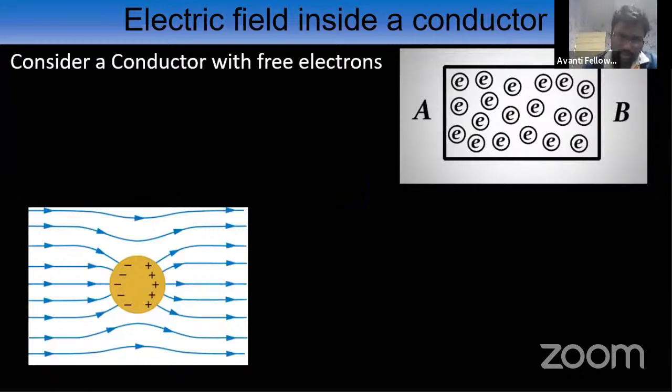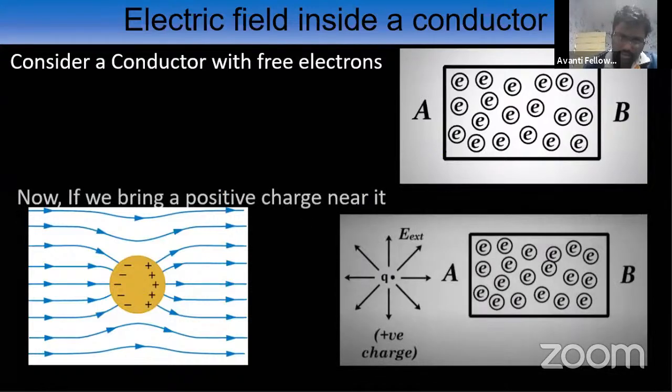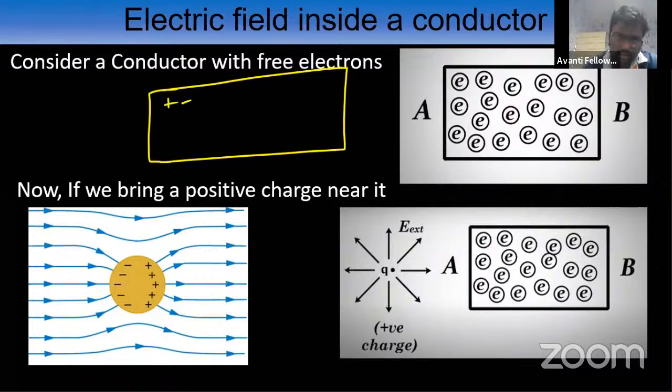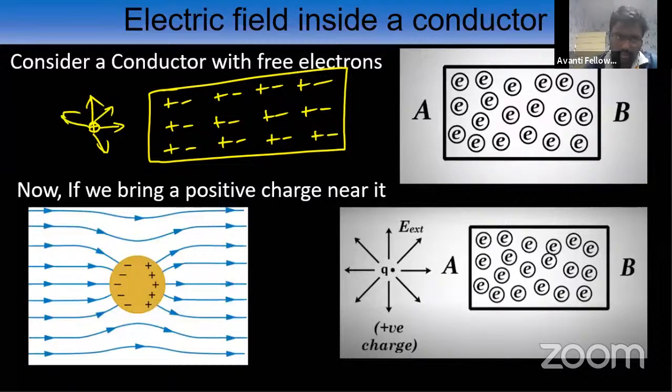Now, what happens if I bring a charge near it? Observe this. What happens if I bring a positive charge near the conductor? Reply, guys, what could happen? In a neutral conductor, the total number of positive and negative charges are equal. Now I'm bringing a positive charge near the conductor. What would happen?